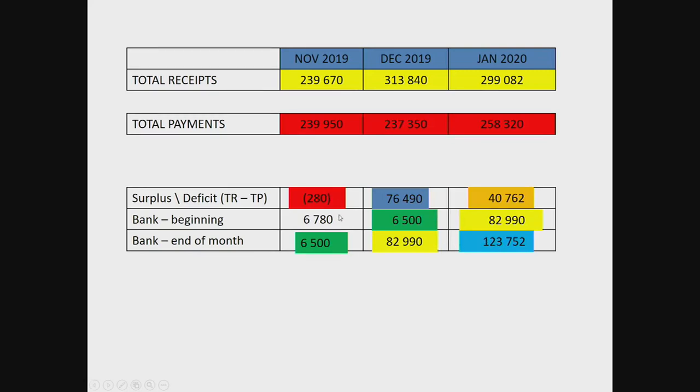Just to see. Here you can see that we offset the negative from the positive. So we got 6,500. The closing balance for November is the opening balance for December. Both of them are positive. So we're adding. Then the closing balance for December will be the opening balance for January. And then we just have to calculate the closing balance for January. Again, both of them are positive, so we just have to add. Okay, that will be the end of the budget grade 11.